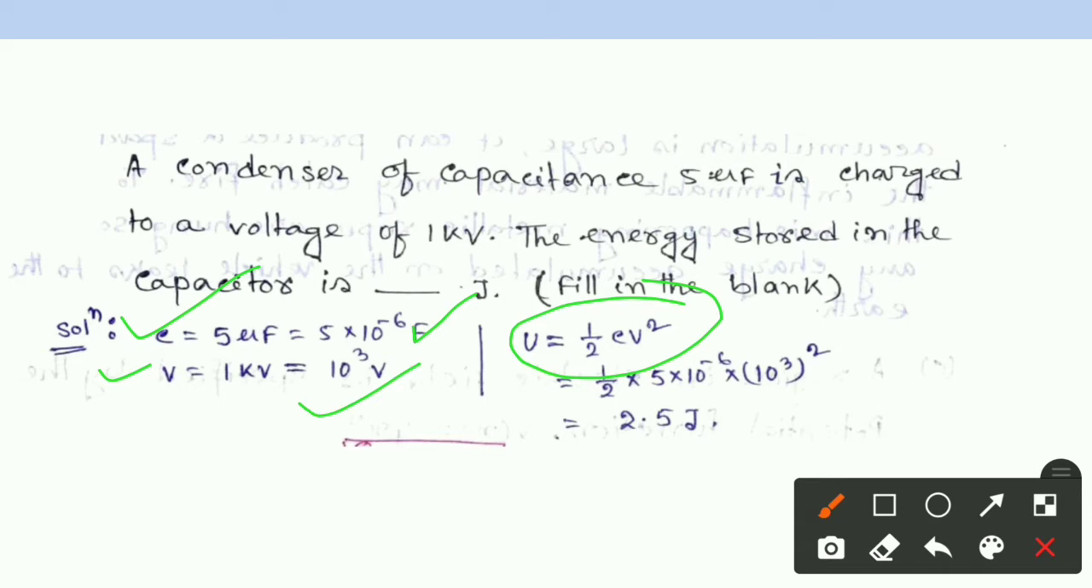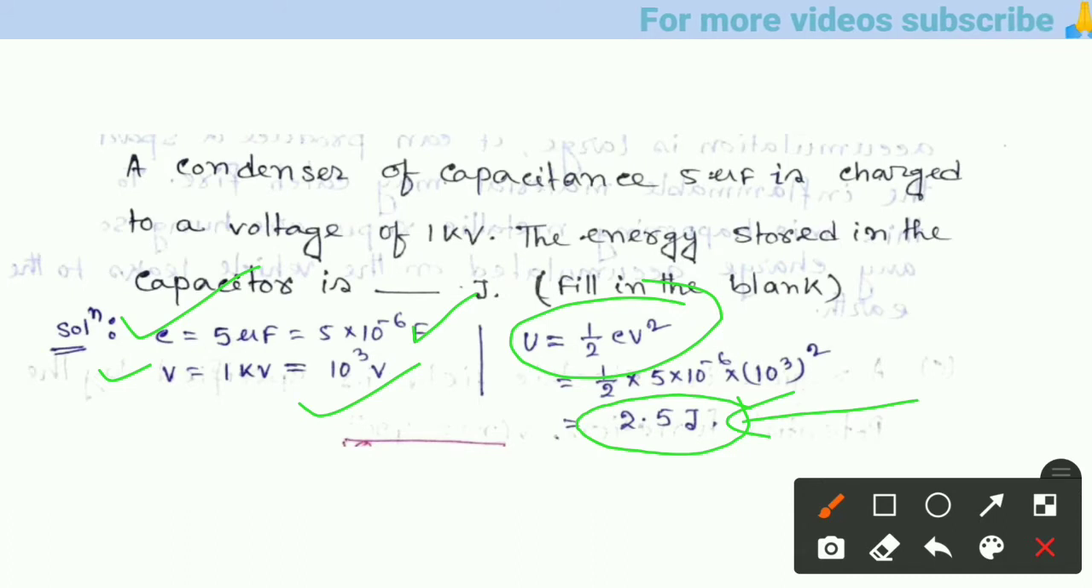Now putting the values in the equation U is equal to half CV square, we will get our answer, which is 2.5 joule. In physics, units are very important, so you must give the unit when you calculate any value.